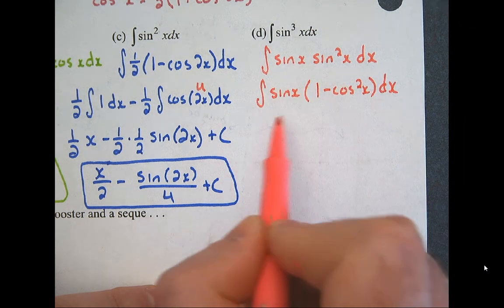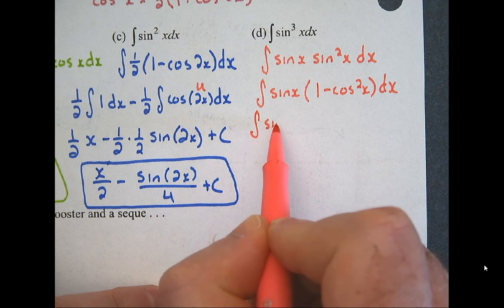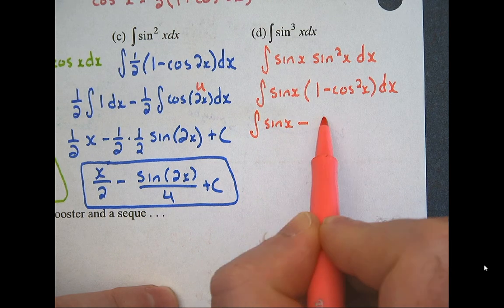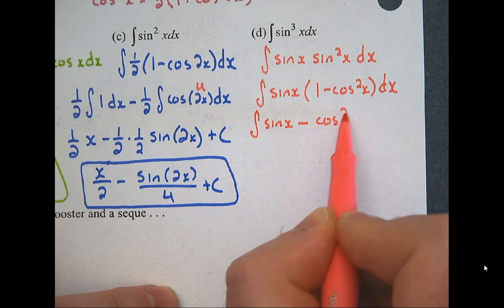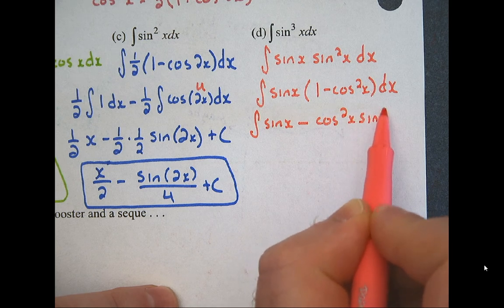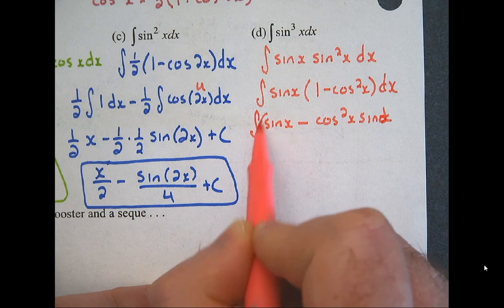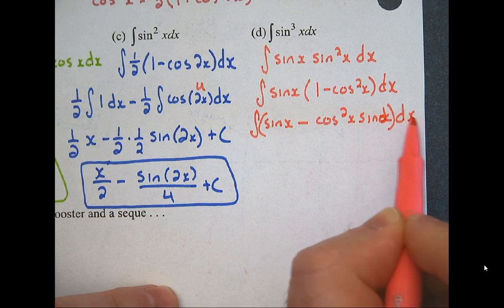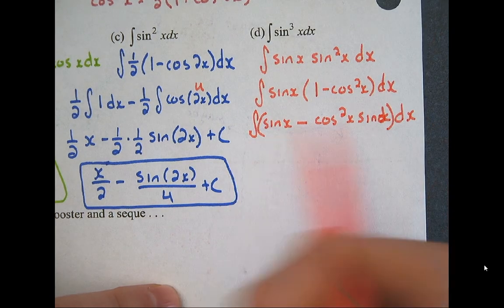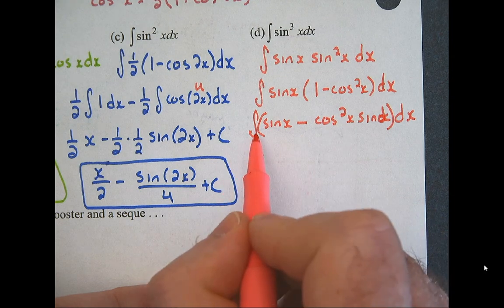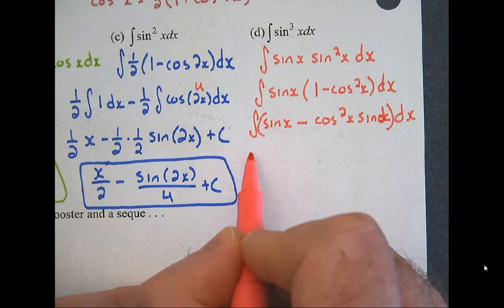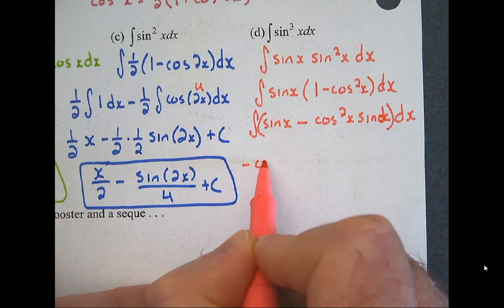So now I'm going to distribute this sine. So that's the integral of sine of x minus cosine squared of x sine of x dx. I was thinking of the dx already. Now I can split these up and integrate them separately. So what's the integral of sine? That's negative cosine.